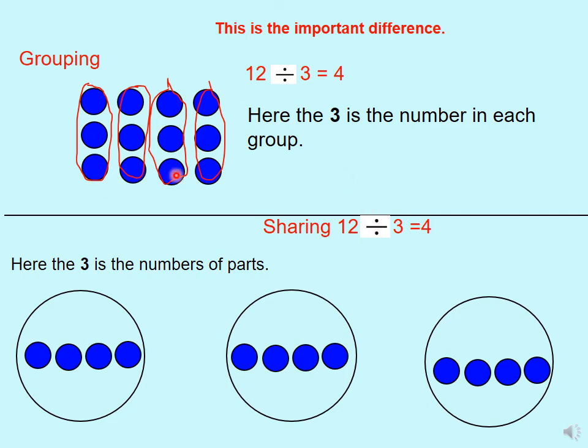So here there is 3 in each group. Each group has got 3 counters in it. Whereas here we are splitting, the 3 means we are splitting it into 3 parts, and each part has got 4 in. So it's the same number sentence with the same answer, but with sharing, you are splitting it into parts. Grouping means we want this number in the group.